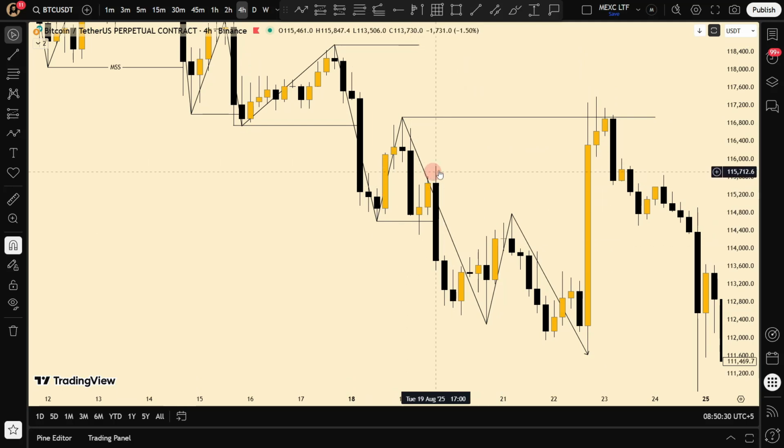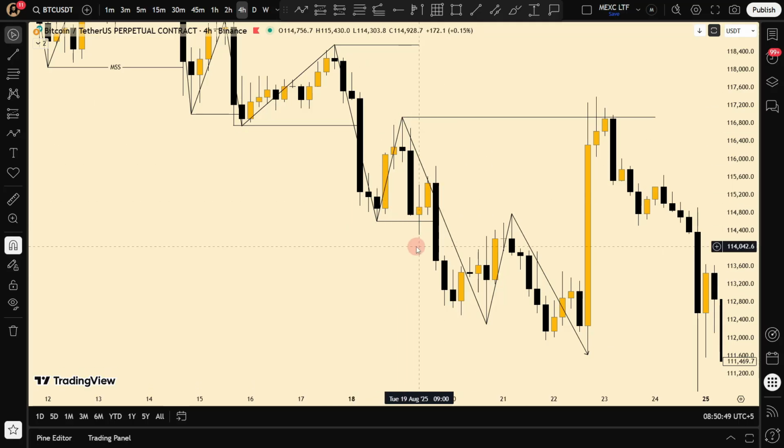You will also say that, hey, this is also a high. No, this is not a high because this candle did not close below this level. This high was the result. This whole impulse leg down resulted from this high, not this high. Why? Because this is just a structure in between.